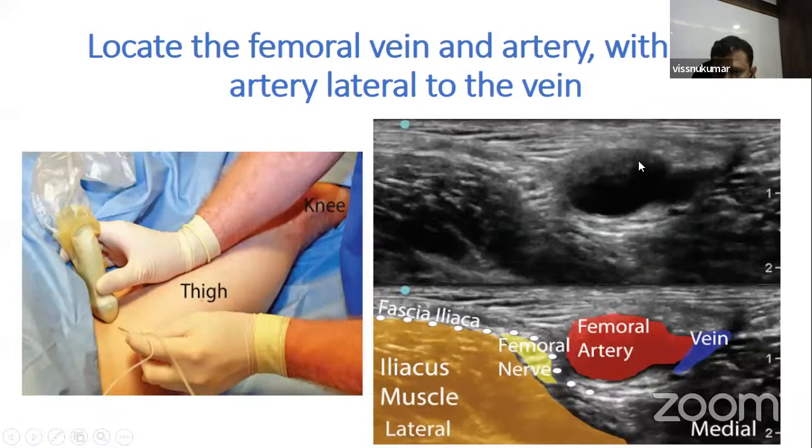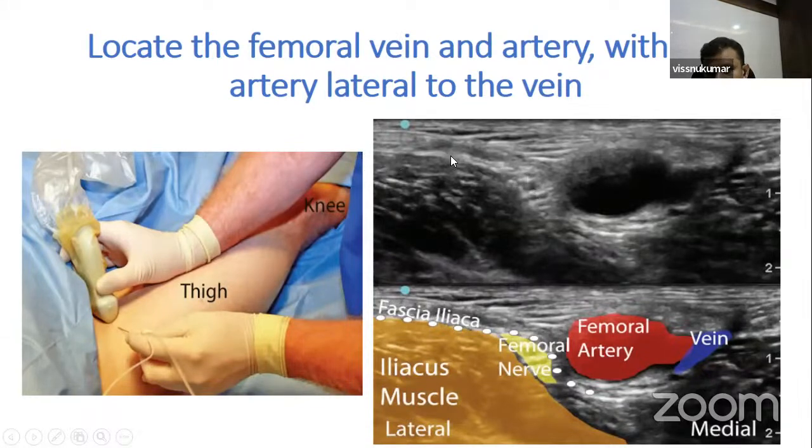The structure which is pulsating will be an artery, and if you still have a doubt, you can place a Doppler. Here this will be the femoral artery, medial to that we have the femoral vein, and lateral to that we have the femoral nerve. So you see here, this is an important image. This is the fascia iliaca. Okay, and this entire structure is not the femoral nerve. Only this portion is the femoral nerve.